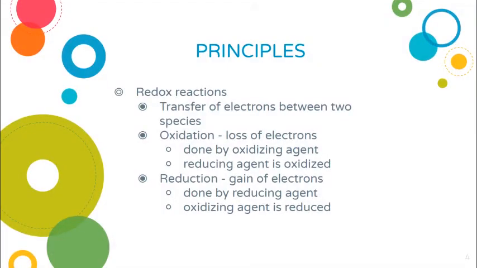The experiment is based on the concept of redox reactions. A redox reaction is a type of chemical reaction that involves the transfer of electrons between two species. There are two parts for every redox reaction: oxidation and reduction. The oxidizing agent accepts electrons from the reducing agent, which is oxidized. At the same time, the reducing agent donates electrons to the oxidizing agent, which is reduced.